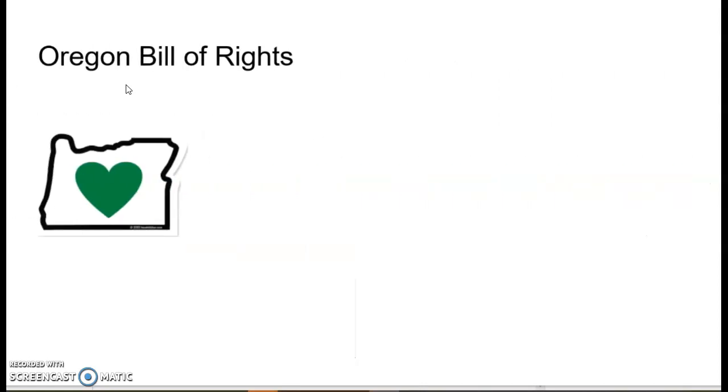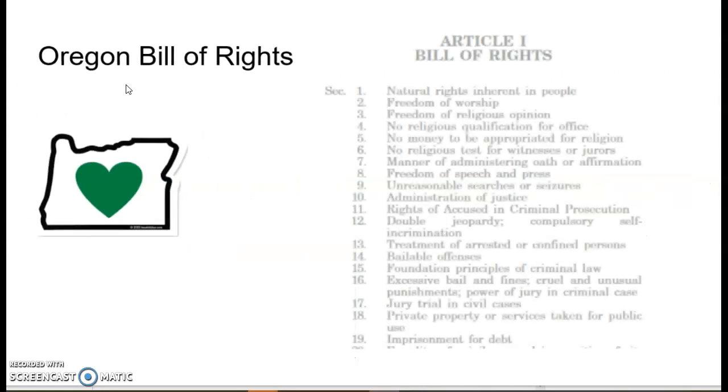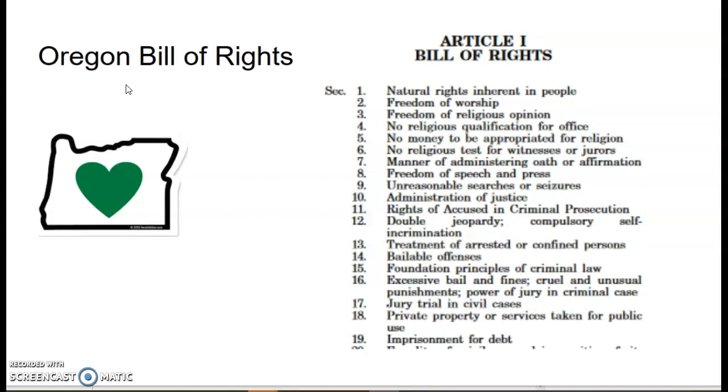So Oregon's Bill of Rights is huge, and it's based on the Bill of Rights of the United States Constitution. I would note the natural rights inherent in all people, which we are still fleshing out in the year 2019. A lot of things related to religion. Oregon is known as a non-church state, and there are lots of statutes related to that. Oregon recognizes the freedom of speech and press.